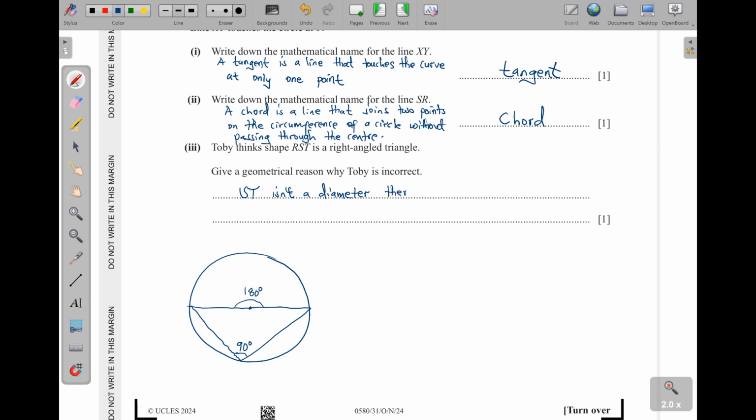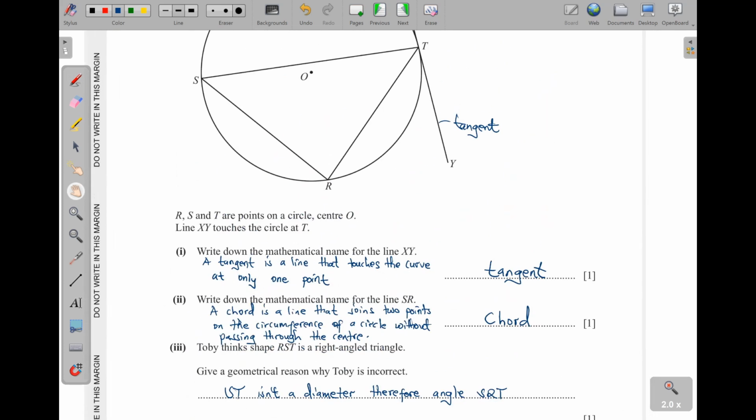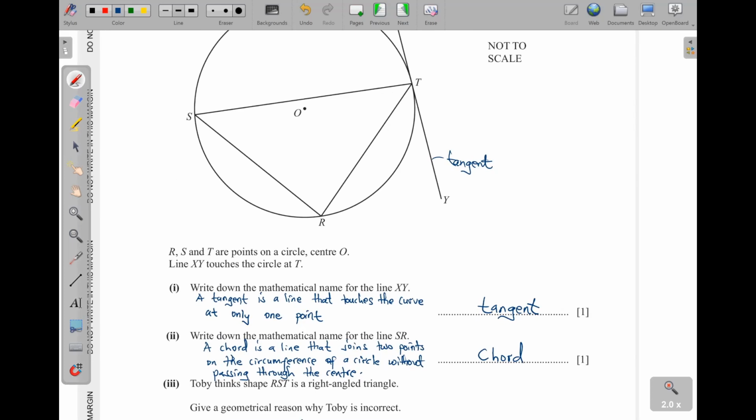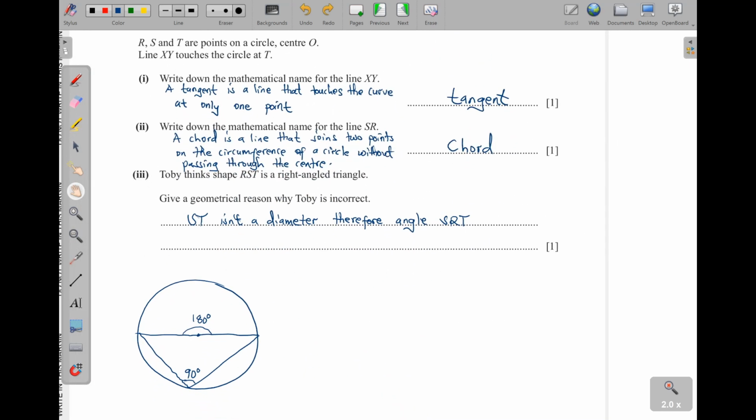Therefore, the angle in the semicircle isn't 90. Therefore, angle SRT, the angle we are talking about is this one here, is not the angle in the semicircle, so it isn't 90 degrees. Or you can say it isn't the angle in the semicircle. But even if you say it isn't 90 degrees, it's fine.